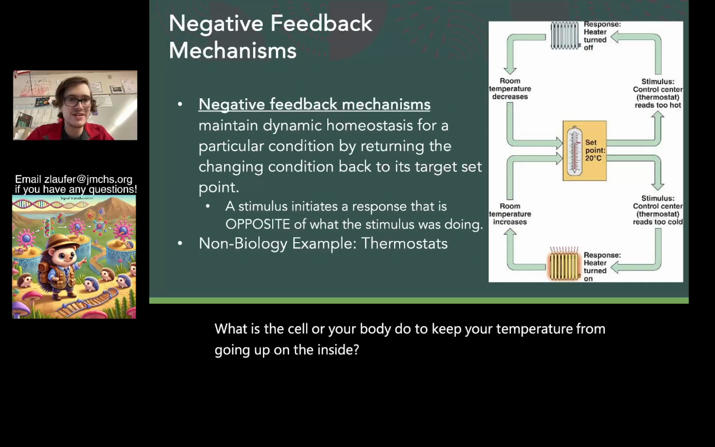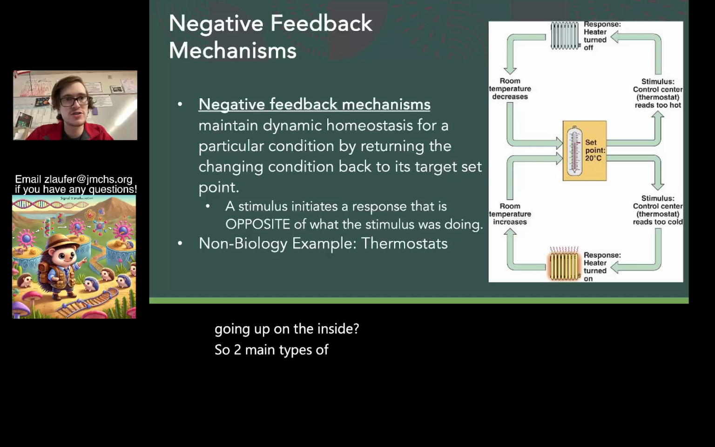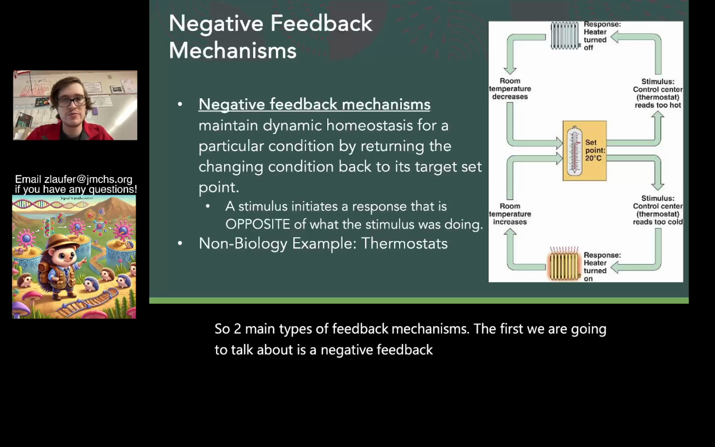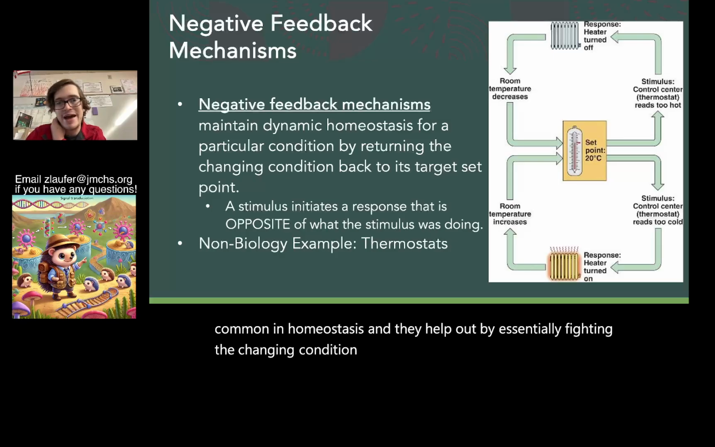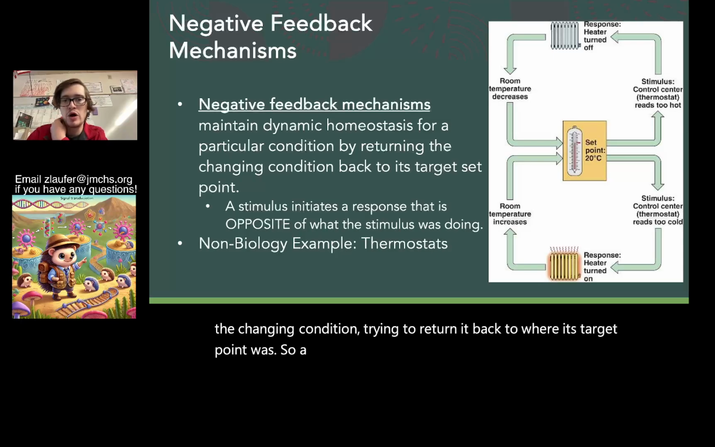So, 2 main types of feedback mechanisms. The first we are going to talk about is a negative feedback mechanism. These are more common in homeostasis, and they help out by essentially fighting the changing condition, trying to return it back to where its target point was. So, a negative feedback loop is opposing the stimulus.